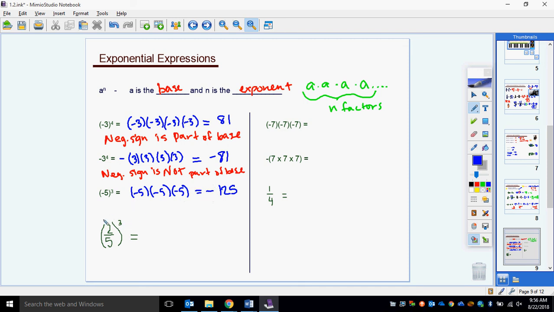Same goes for fractions, the exact same thing. So this doesn't mean just take the 2 times itself 3 times. It means take the 2/5, that whole quantity in the parentheses, and multiply it by itself 3 times. If I'm multiplying fractions, I can multiply straight across. 2 times 2 is 4, times 2 again is 8. 5 times 5 times 5 is 125.